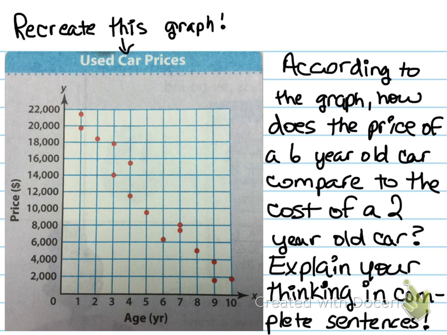All right, so you should have gotten an answer there, and it seems to be that the older the car is, the less expensive it is, or the lower the cost. So as the car gets older, the cost seems to go down. So a 6-year-old car would be much cheaper than a 2-year-old car. Hopefully you explained something similar to that.